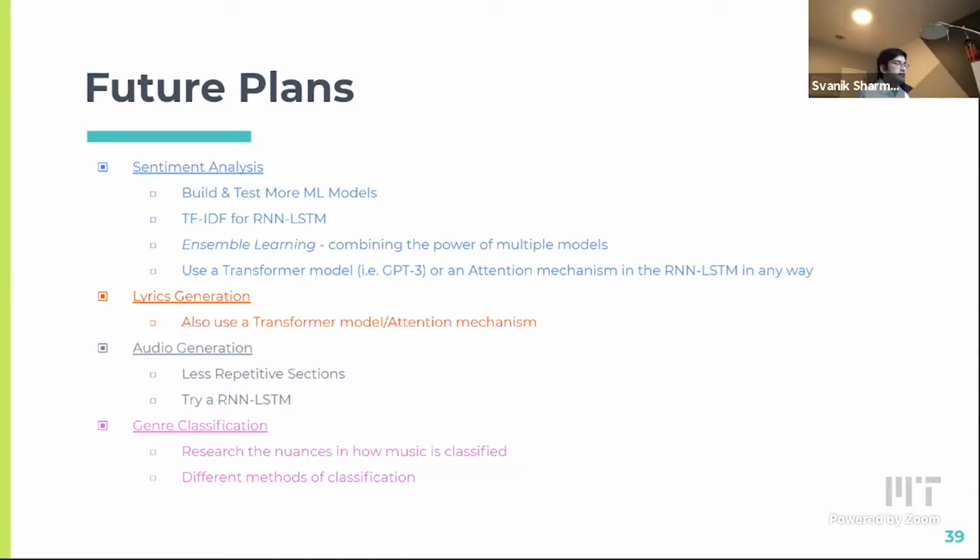For audio generation, we'd like to make our music less repetitive, and we'd also like to try other models like RNN LSTMs and GANs. For genre classification, we are interested in researching the nuances in how music is classified and the different audio features that can be used to more accurately classify songs by genre. We would also like to research different classification techniques, such as k-nearest neighbors or k-means clustering. Next slide, please.